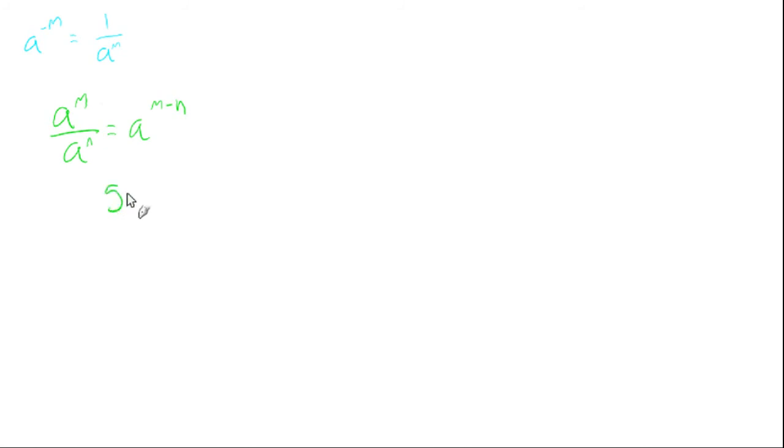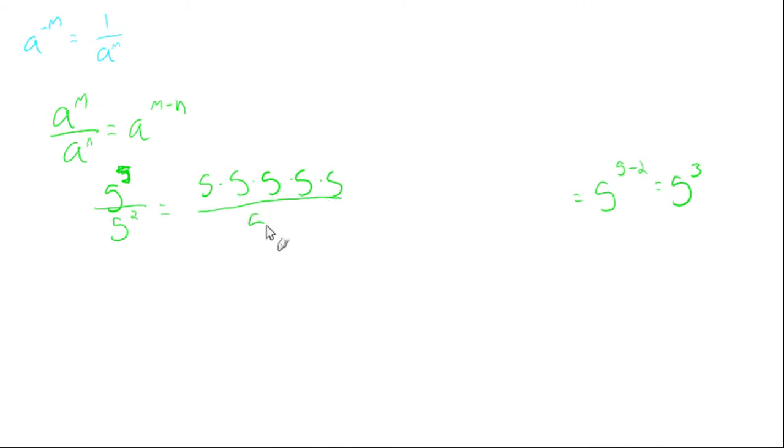So let's do 5 to the 5th over 5 to the 2nd. Okay. So in the end, we should be able to just say 5 to the 5 minus 2, or 5 to the 3rd. And why is that? Well, what does 5 to the 5th mean? It means 5 times itself 5 times. And down here we have 5 times itself.